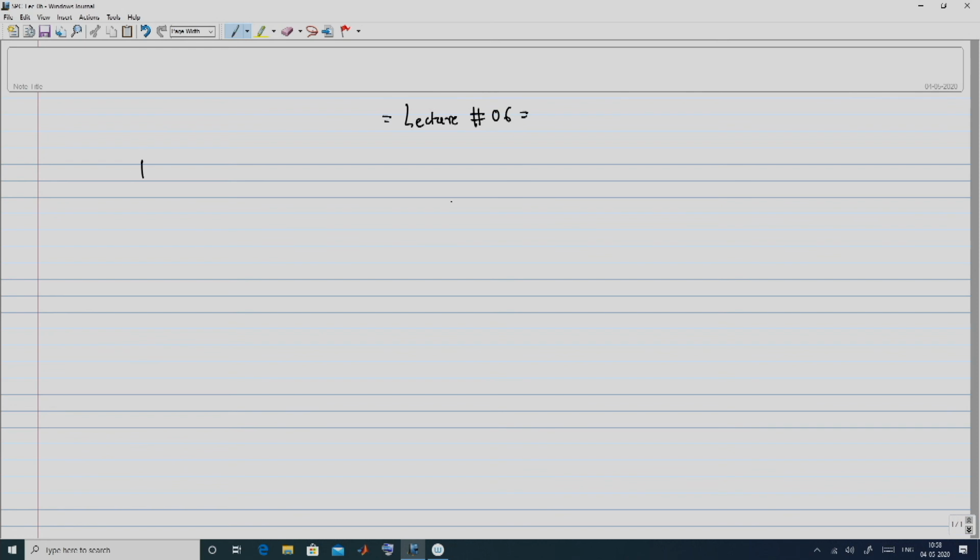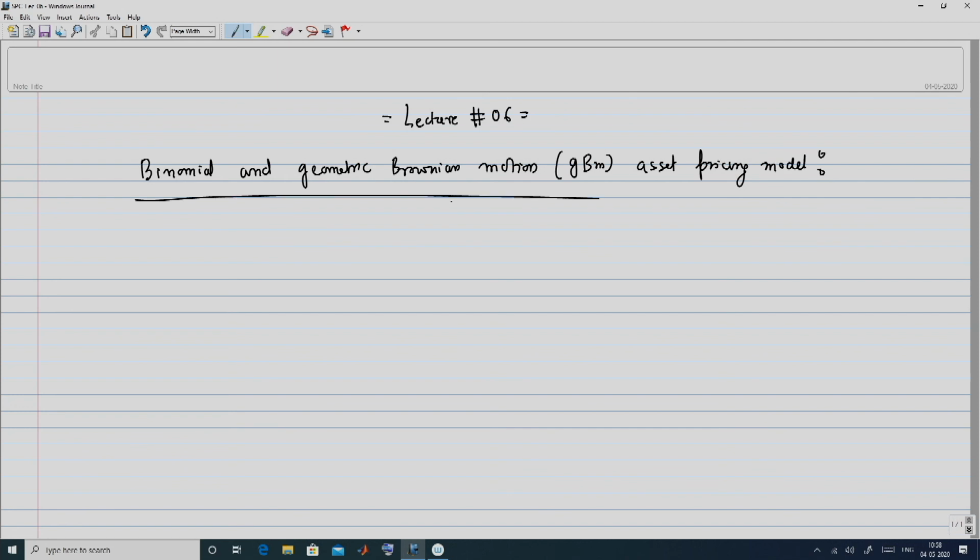So, the topic of this lecture is the binomial and geometric Brownian motion, or gBm, asset pricing model. So, let us first begin with the binomial model.